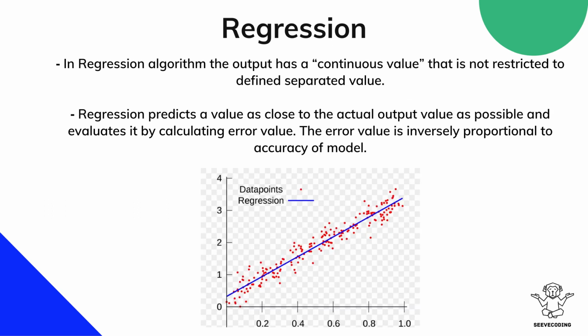Regression. In a regression algorithm, the output has a continuous value that is not restricted to defined separated values. Regression predicts a value as close to the actual output value as possible and evaluates it by calculating the error value. The error value is inversely proportional to the accuracy of the model.